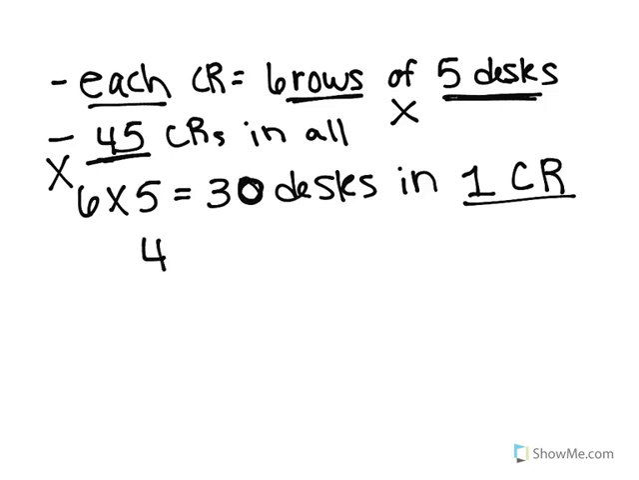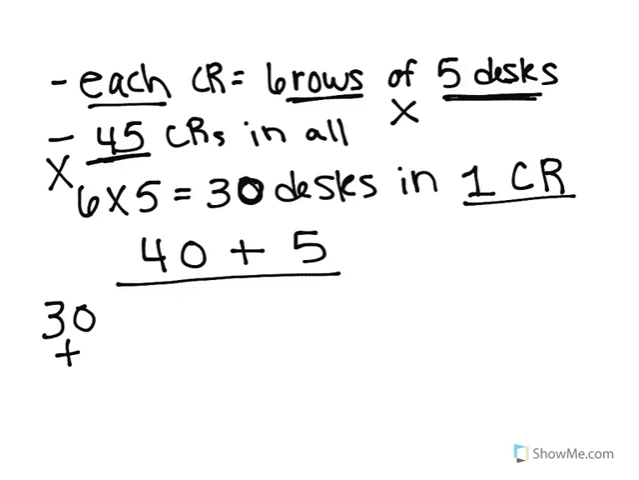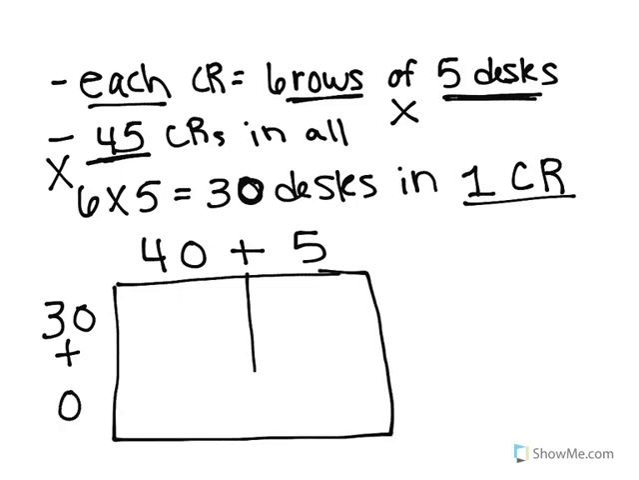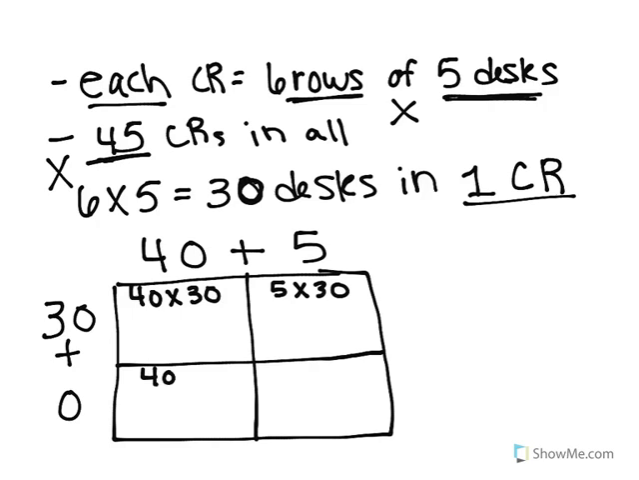So I'm going to take my 45 and write it in expanded form. That's my length. I'm going to take my 30 and write it in expanded form. That's my width. I can draw lines where my plus signs are, and then I can write my multiplication problems in each box. So the length of the first box is 40 times the width, which is 30. The second box is a 5 by 30. The bottom box is 40 by 0. And the last box is 5 by 0.